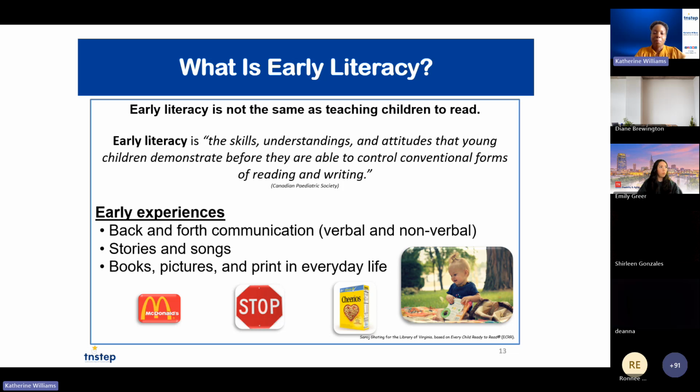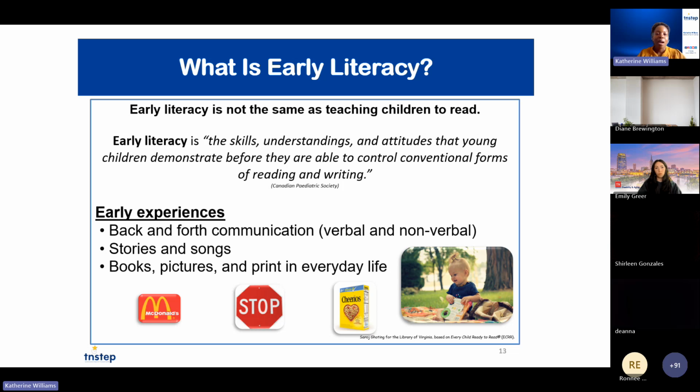So I asked you earlier, what is early literacy? And of course, even for me, I'm very guilty of this. The first thing that comes to my mind when I hear early literacy is reading, until I start to really think about all of the components that go into it. So early literacy is not the same as teaching a child to read. It's really talking about those foundational skills that come before formal reading even happens.